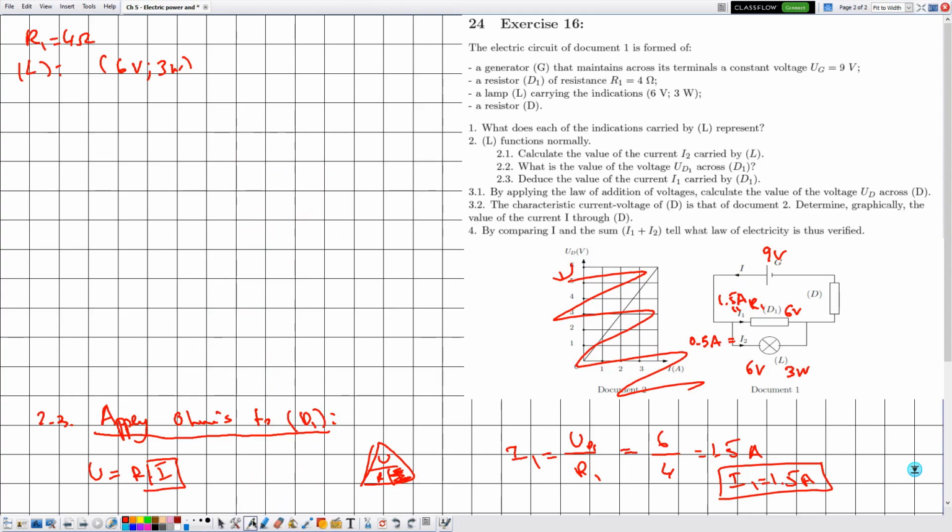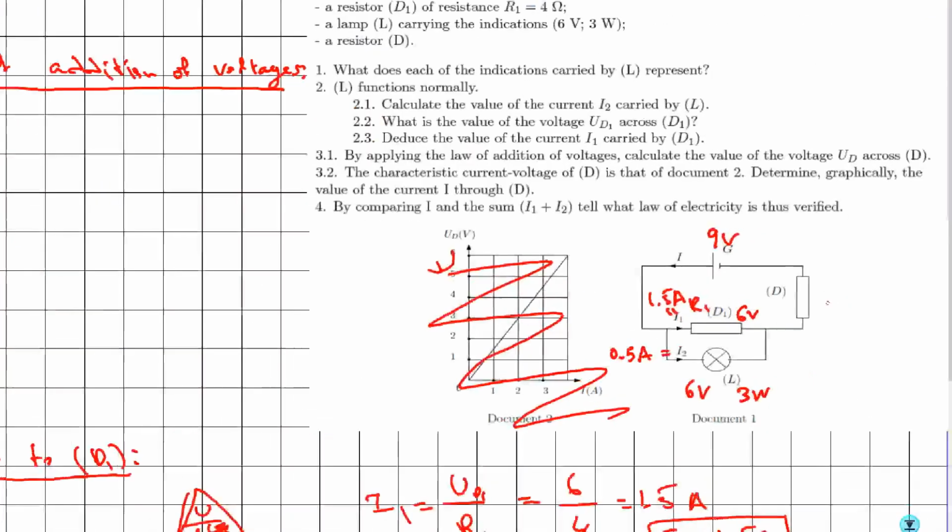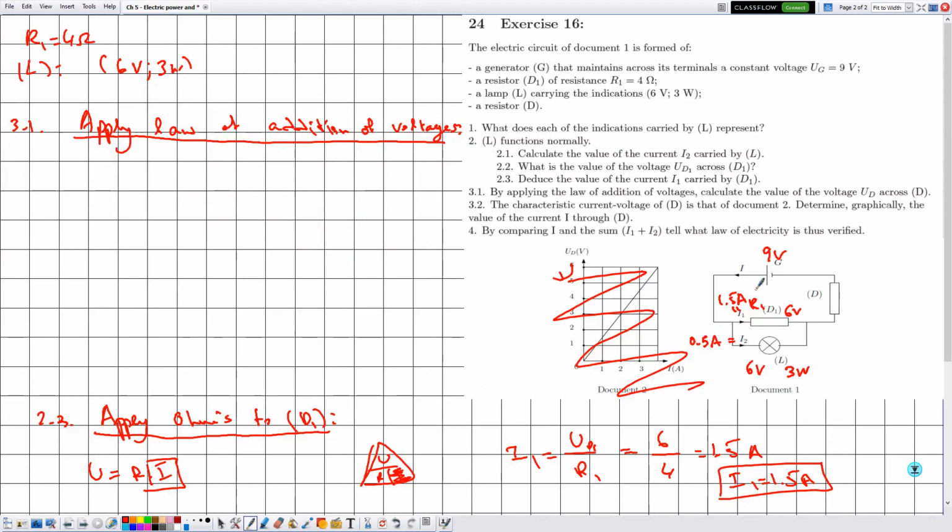Now in 3.1 they are telling me, by applying the law of addition of voltages, to calculate the value of the voltage UD across D. So let me say, apply the law of addition of voltages. On the left we write the voltage of the battery. Notice that no points are labeled on the electric circuit, so we'll refer to the naming of the electric component. So this is UG. Always on the left we write the voltage of the battery.